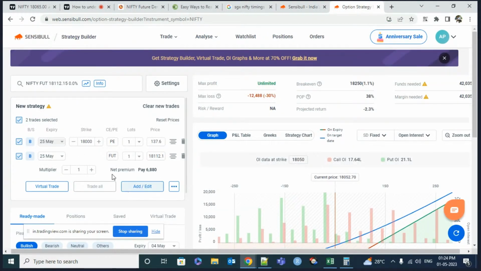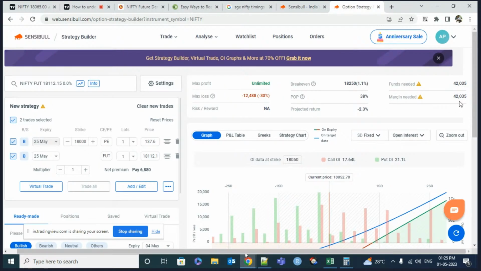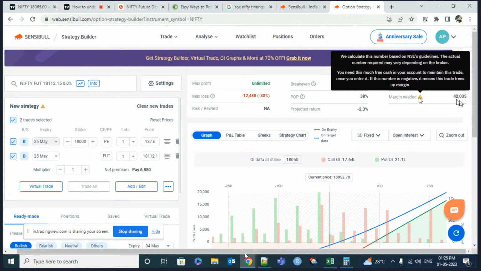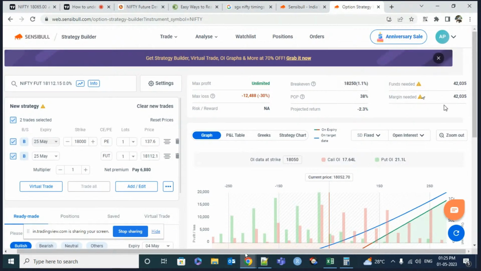Yeah. Now here, if you see, the maximum loss I can incur is 12,488. Fine. But the margin which will be required is 42,000, per NSE guidelines. The actual numbers required may depend on the broker. It can go up a little bit, but this is an approximation. So the only capital you need is 42,000, where you can buy one leg of your future and then the option of the same expiry.